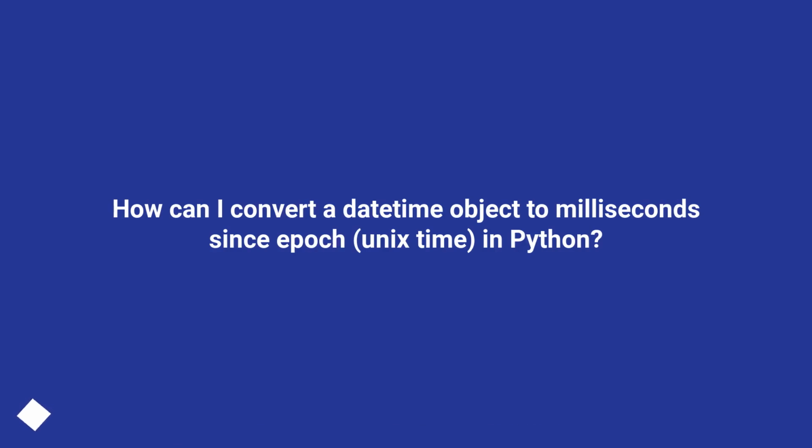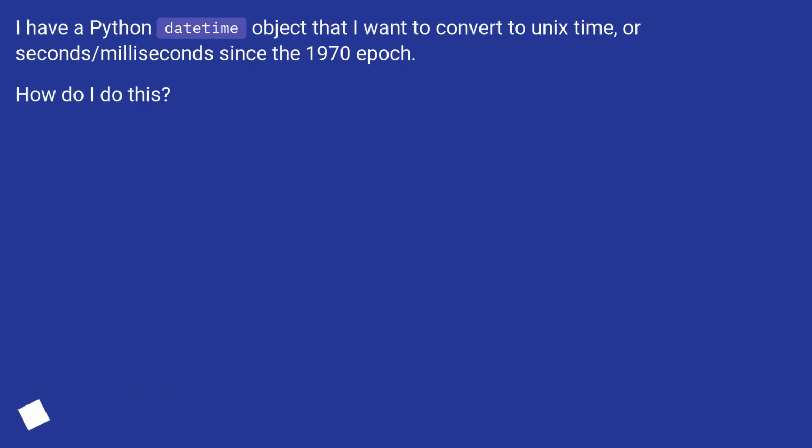How can I convert a datetime object to milliseconds since epoch, Unix time, in Python? I have a Python datetime object that I want to convert to Unix time, or seconds/milliseconds since the 1970 epoch. How do I do this?